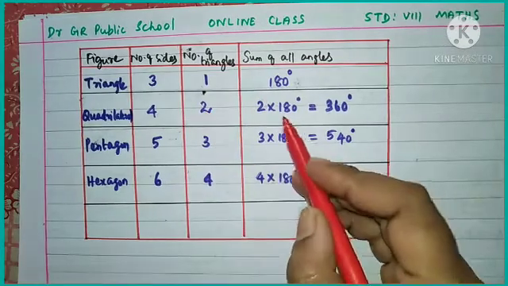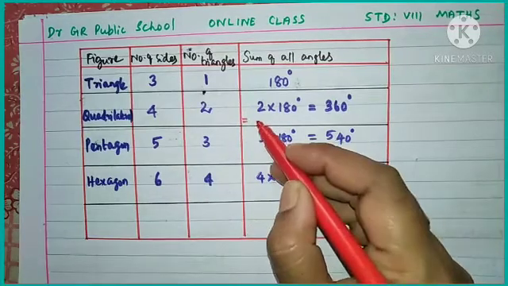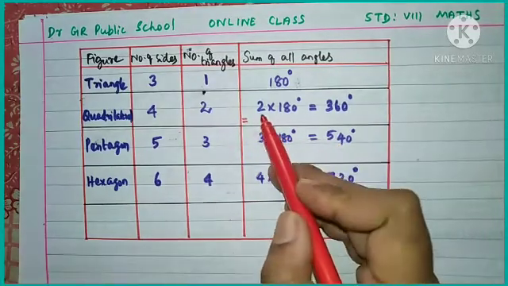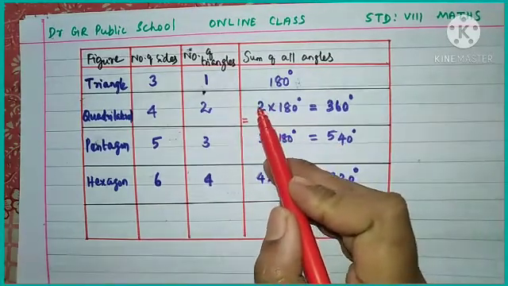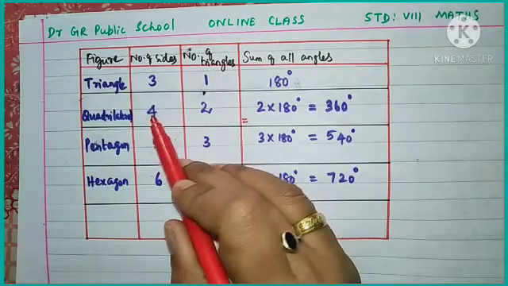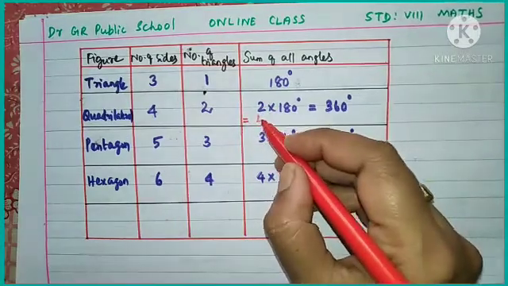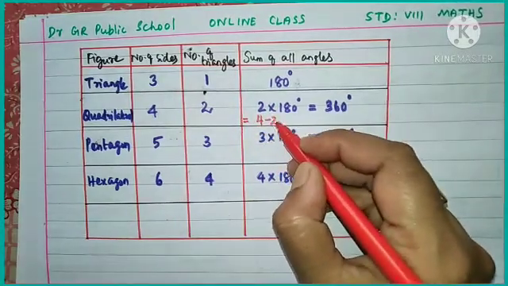Okay, so this 2 I am going to write in terms of the number of sides. What is the number of sides in a quadrilateral? 4. So this 2 I am going to write as 4 minus 2.